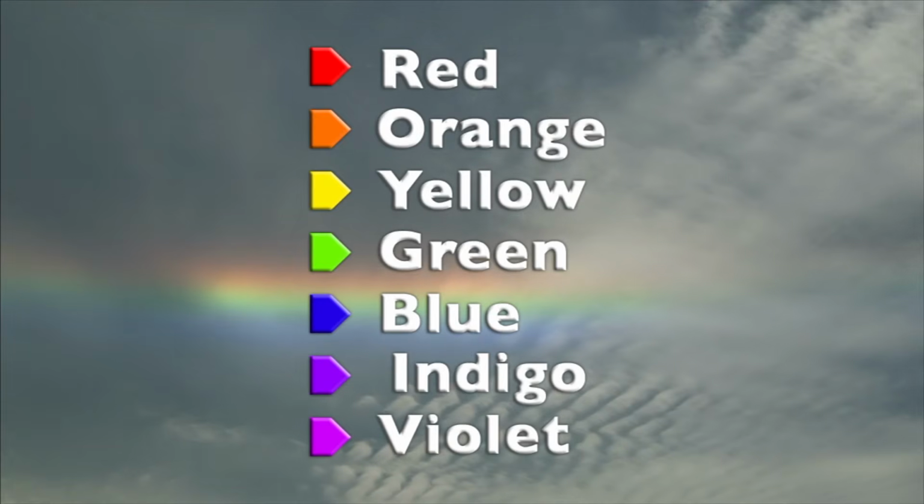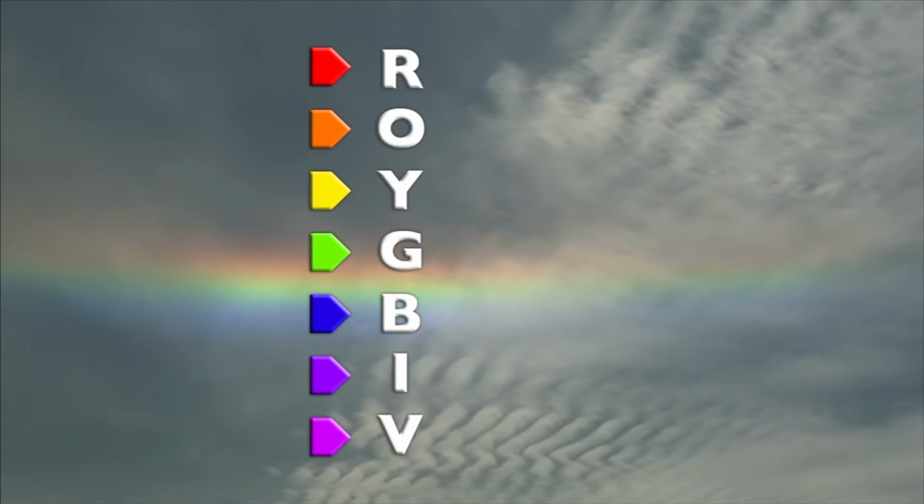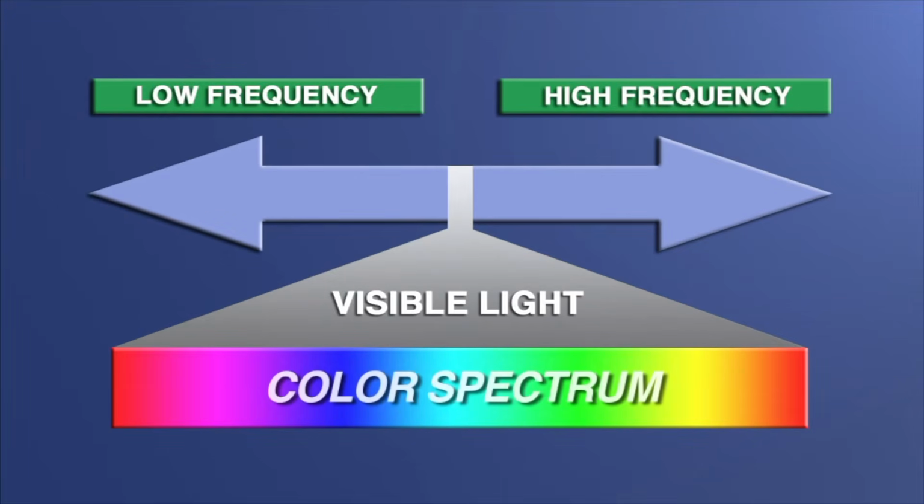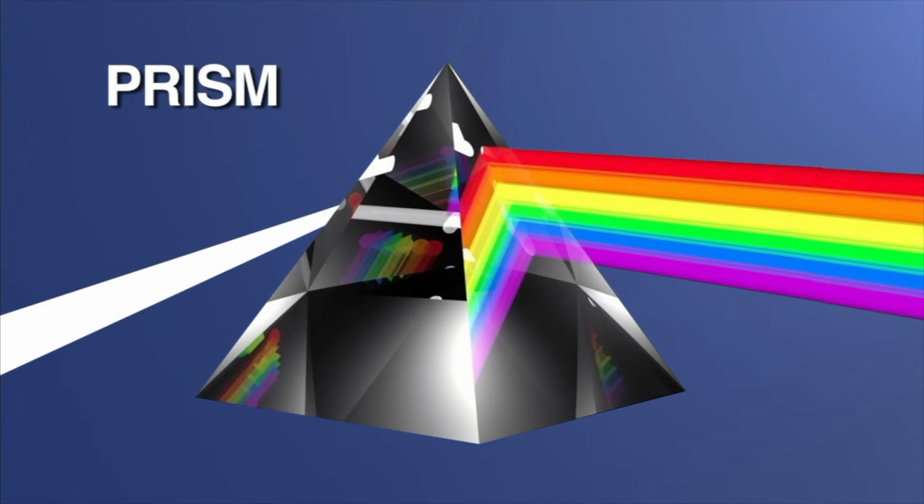Lots of people remember those colors using an acronym, which is an easy way of remembering the colors using the first letter of each color, Roy G. Biv. All of those colors make up the color spectrum, and each color represents a small change in frequency within visible light. When you see what we call white light, what you are actually seeing is all of the colors of the rainbow mixed together. A prism is a uniquely shaped object that can separate white light into individual colors.